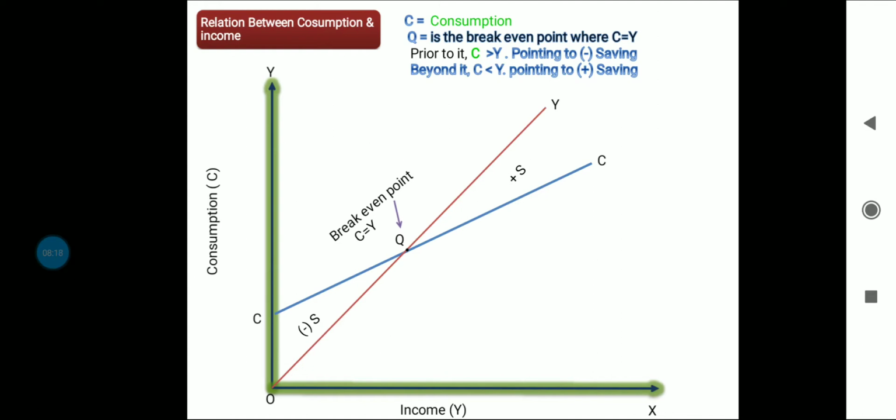Here we see that at point Q, the level of consumption becomes equal to the level of income. This point is known as the break-even point, where consumption becomes equal to the level of income. Before this level, consumption is greater than income, so there is a part of dis-saving. And beyond this level, consumption becomes less than income, so this part is known as the saving part. So this is about the relation between consumption and income.